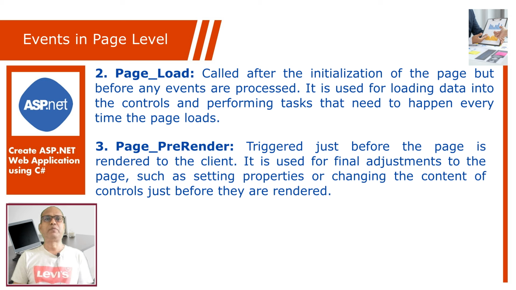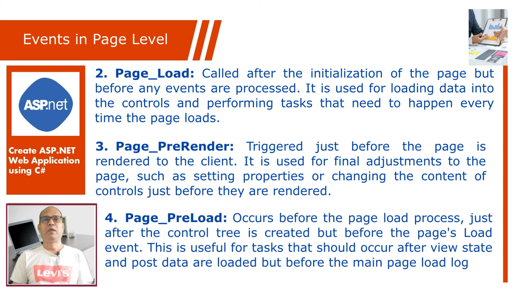Number 3, Page PreRender, triggered just before the page is rendered to the client. It is used for final adjustments to the page, such as setting properties or changing the content of the controls just before they are rendered. Number 4, Page PreLoad, occurs just after the control tree is created but before the page's load event. This is useful for tasks that should occur after view state and post data are loaded but before the main page load logic.